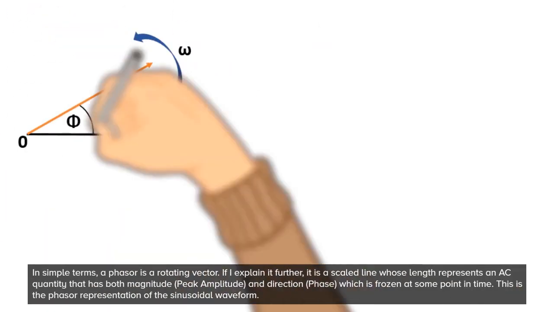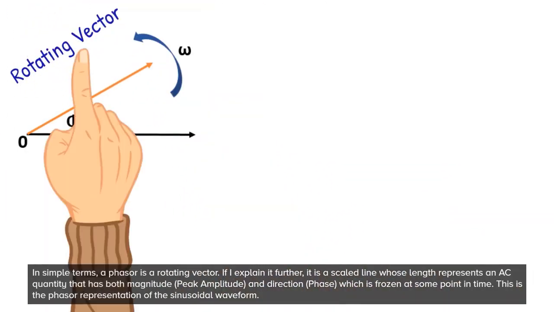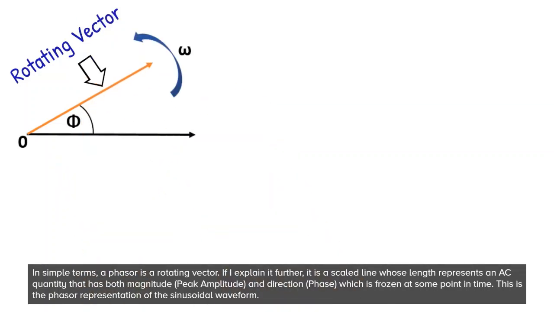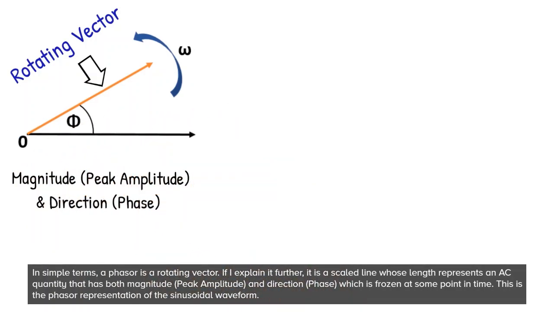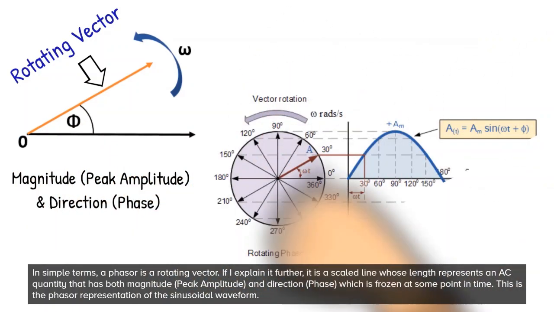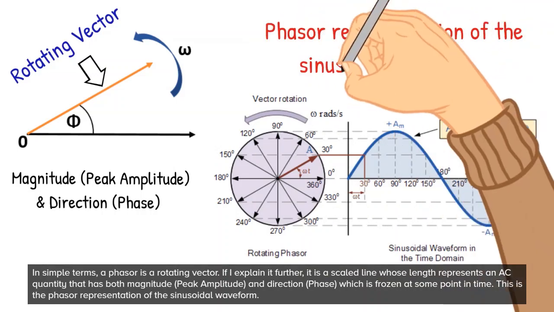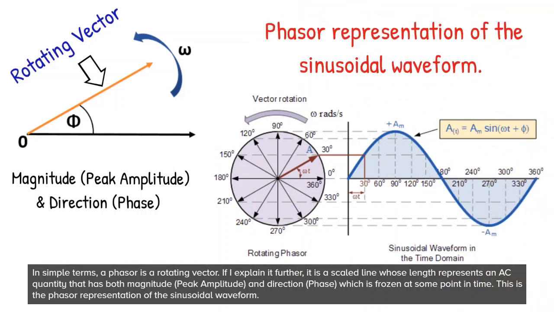In simple terms, a phasor is a rotating vector. If I explain it further, it is a scaled line whose length represents an AC quantity that has both magnitude and direction, which is frozen at some point in time. This is the phasor representation of the sinusoidal waveform.